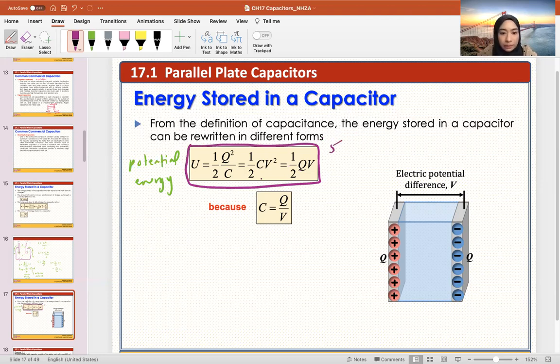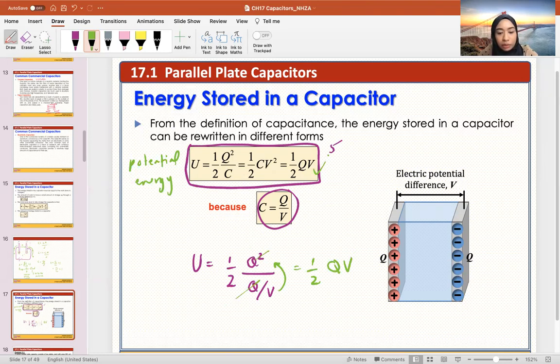Okay, so why is U equal to 1 over 2 Q squared over C, equal to 1 over 2 CV squared, or 1 over 2 QV? They substituted this equation, C equals Q over V, into the equation. Let's do it. So U equals 1 over 2 Q squared, and C is Q over V. So I can cancel out this guy, and this guy needs to go on the top. So it becomes QV. We got one, right?